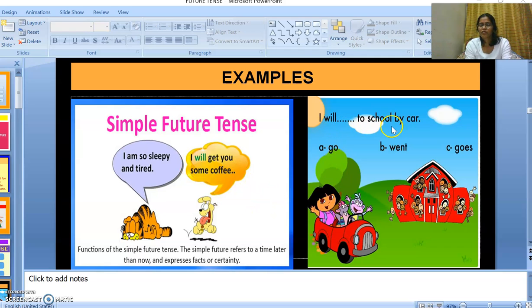I will dash to school by car. So here you have to fill in the appropriate verb form. And as per the rule, you know very well that in simple future tense, will always follows the base form of verb. It means the answer is go. I will go to school by car. I hope you have understood simple future tense and its formation.